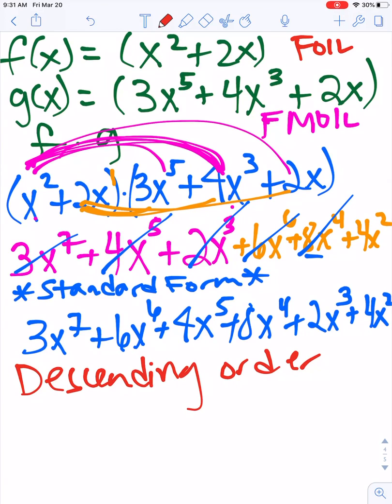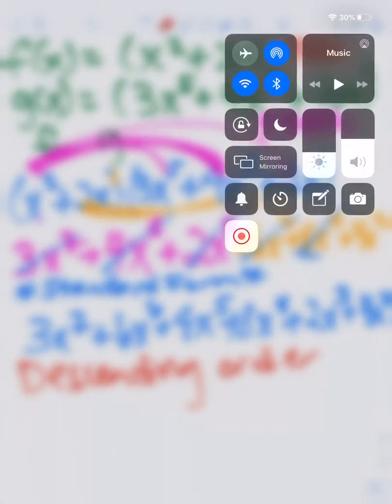If we had any like terms, we could have combined them. None of our terms were like terms, so they were all on their own. We didn't have to combine any. That's how you do addition, subtraction, and multiplication of polynomials. We're not going to cover any division of polynomials, but that's the basics for that. Go ahead and try out your assignment.